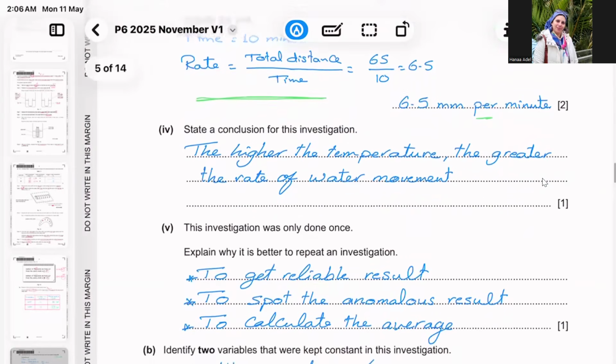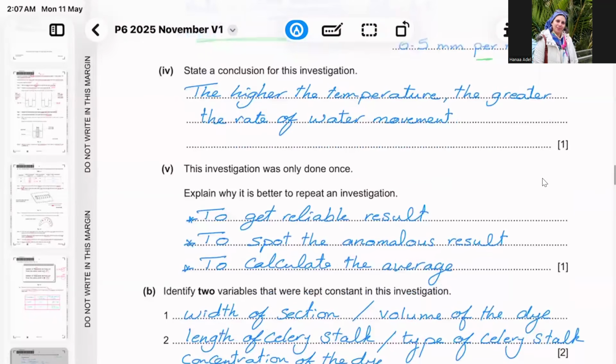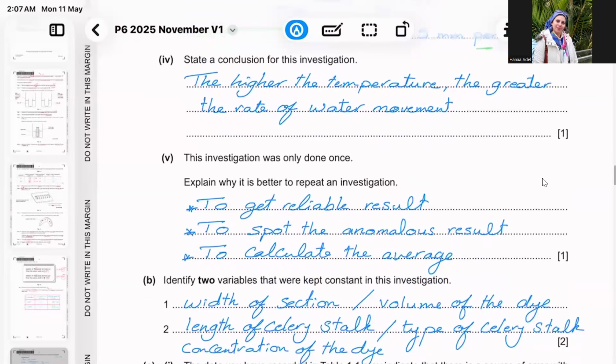Next question, identify two variables that were kept constant in the investigation. We know that this 5 millimeter is the width of each section, and there is the volume of the dye, the length of the celery stalk, which is 10, the type of celery stalk, and the concentration of the dye. All of them needed to be kept constant. In the exam, just choose two of them. But when you study, write all the possible options to work your mind about it, because maybe sometimes they need more than two. So there are many options in front of you.